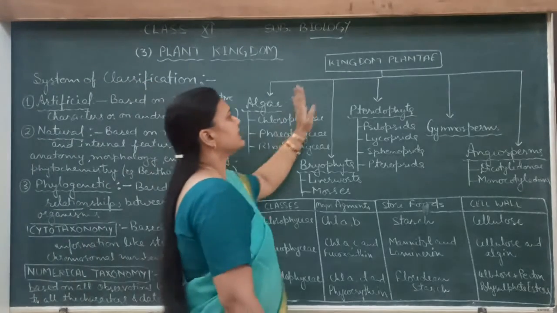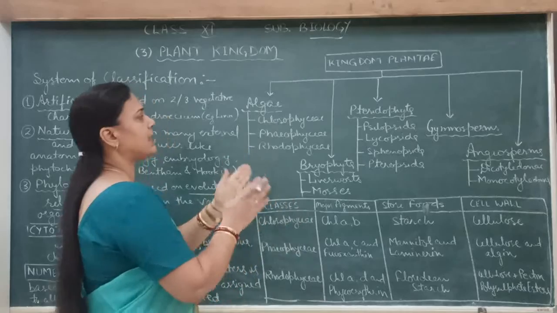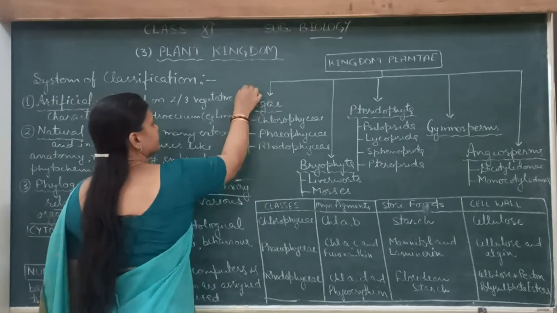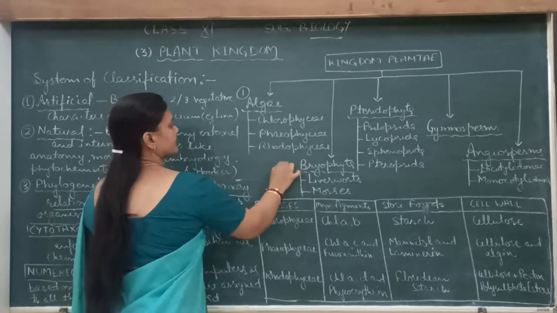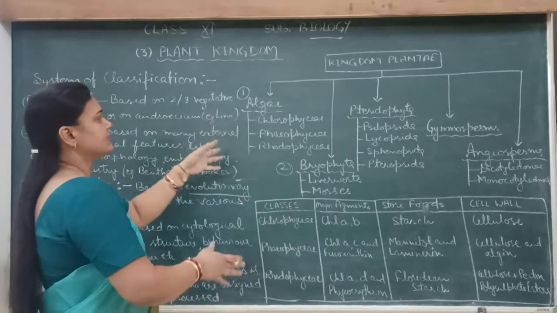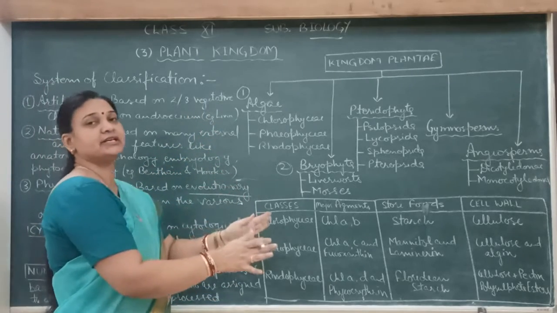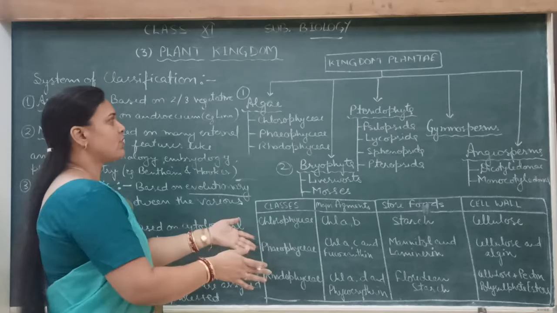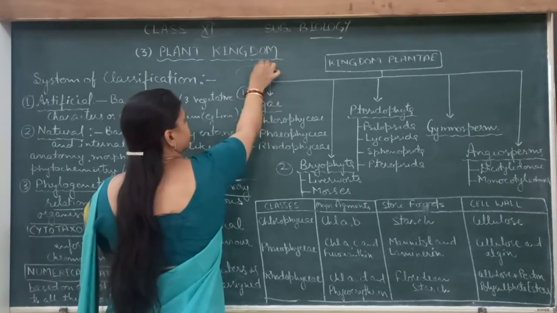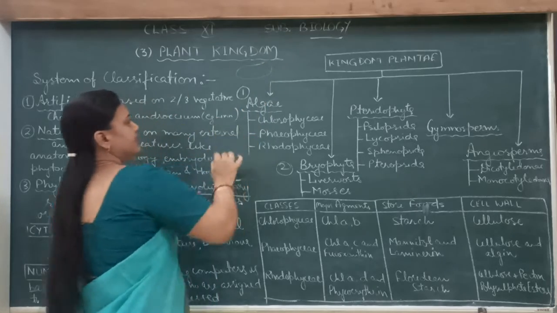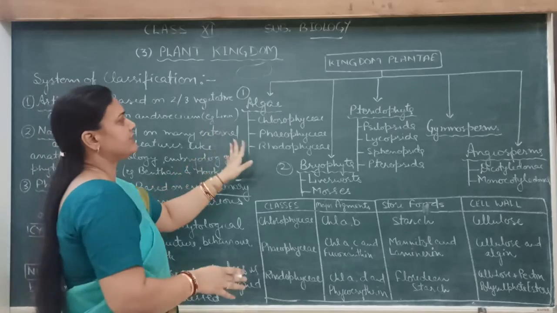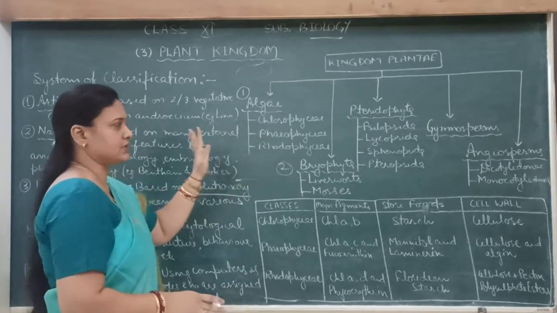Now we come to the kingdom Plantae. Kingdom Plantae is divided into 5 categories. First is algae, which is also known as Thallophyta. Thallophyta or the algae, their body is not differentiated into root, stem and leaves. The body is a sac-like, bag-like structure. These are the algae and they are fully aquatic. They may survive in marine water and fresh water.